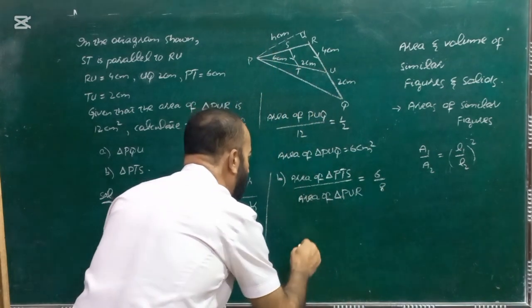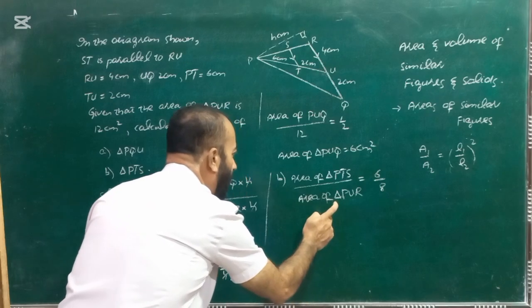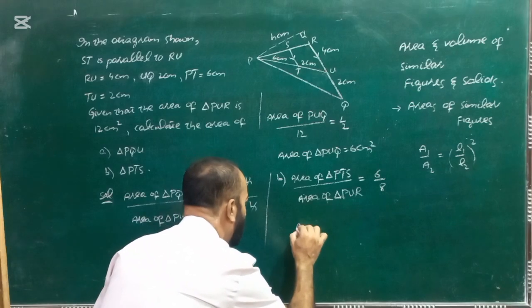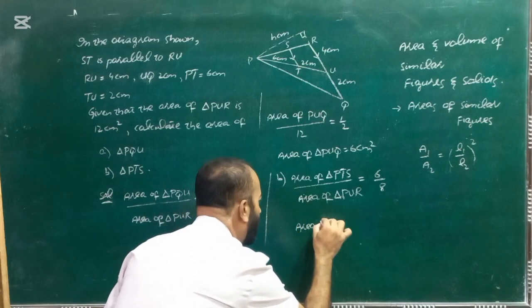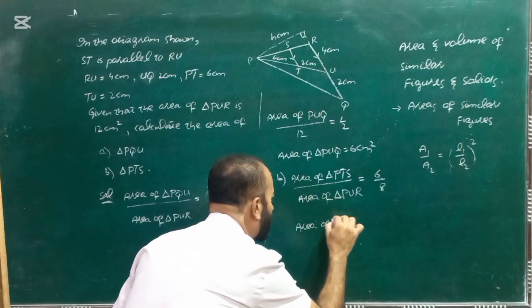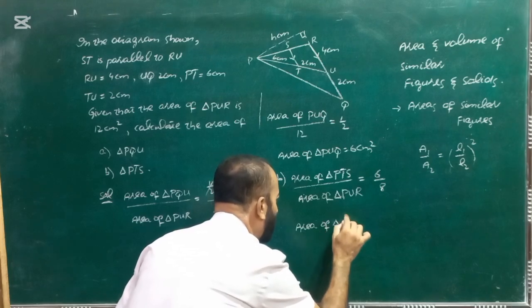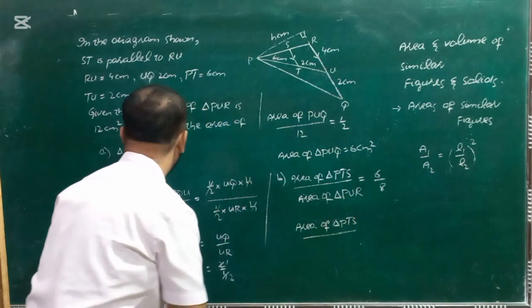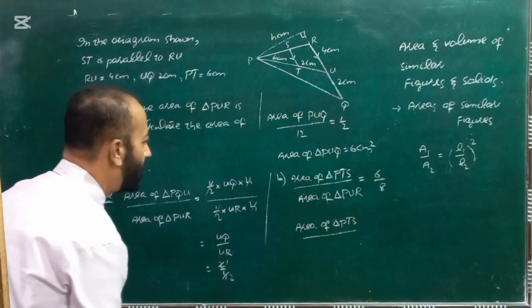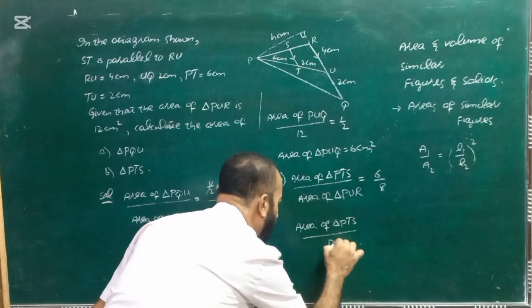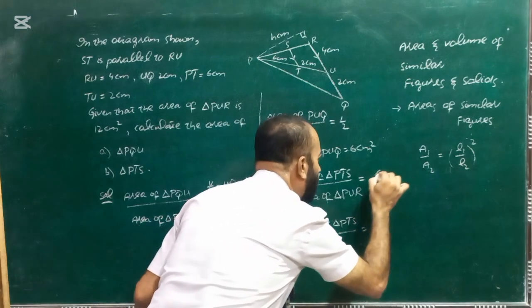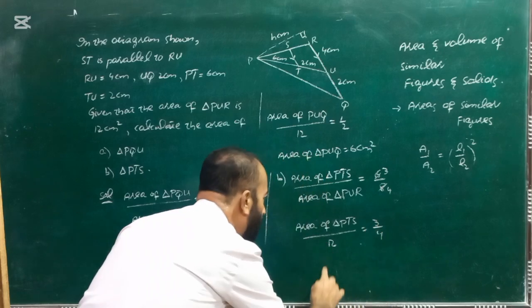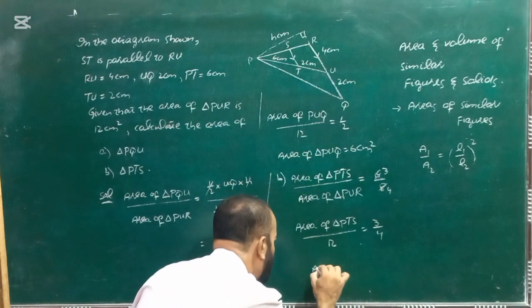So at this step you will again put the area of the PUR, that is given 12 centimeter. So area of PTS is remaining same because this is the requirement. In the denominator you will put the area of PUR, that is 12, and on the right hand side cancel the values. 2 3s are, 2 4s are, so 3 by 4 is on the right hand side. So 12 will go to the right hand side and you will get the answer.